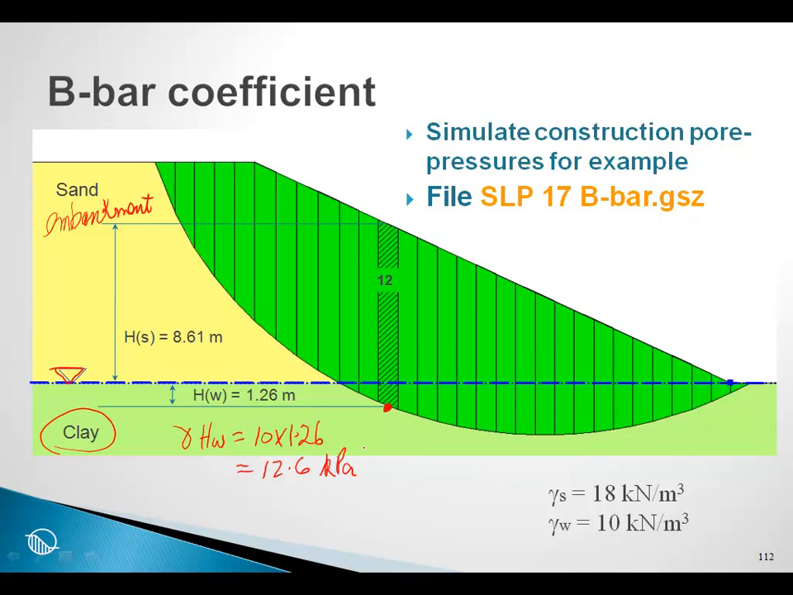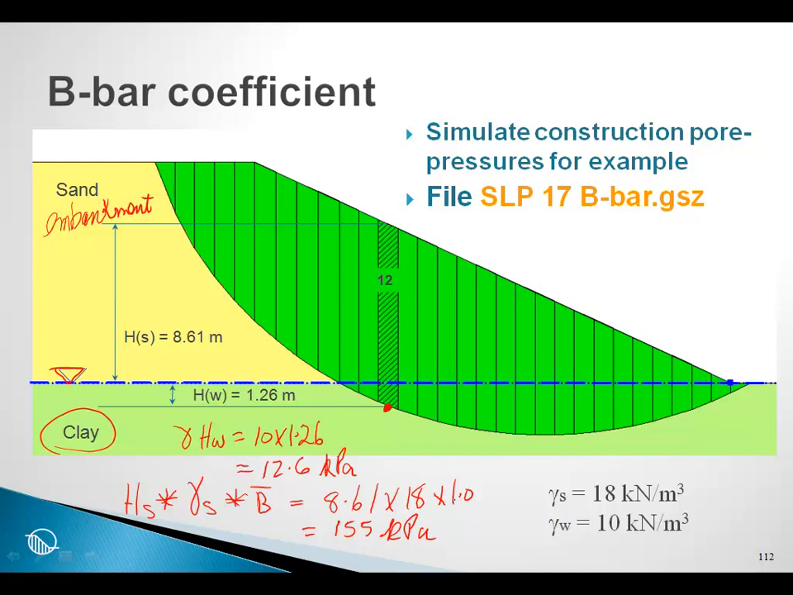The excess pore pressure produced by placing the fill would be equal to the height of the sand, HS, times the unit weight of the soil, gamma sand, times B bar, which is equal to 8.61 times 18 times 1.0 for this particular case, and results in a pore pressure of approximately 155 kPa.